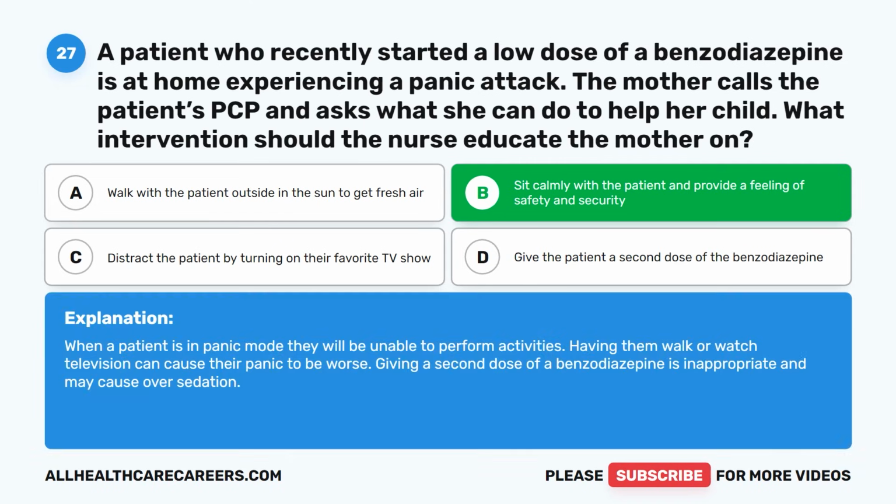When a patient is in panic mode, they will be unable to perform activities. Having them walk or watch television can cause their panic to be worse. Giving a second dose of a benzodiazepine is inappropriate and may cause oversedation.